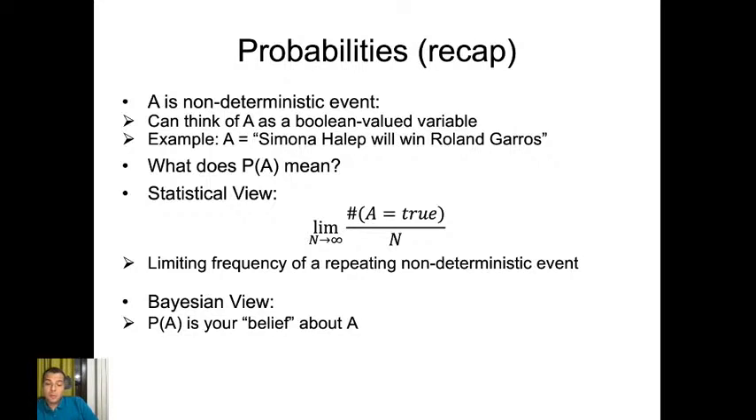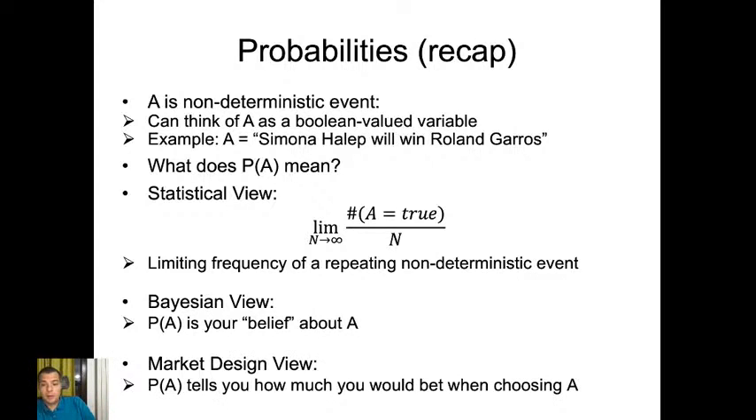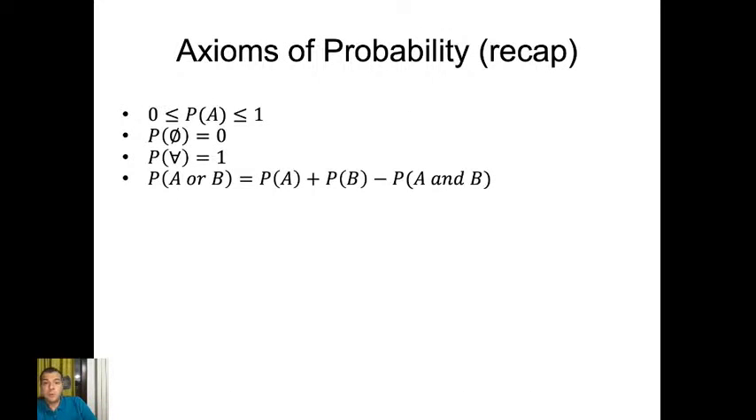So then the next tool that we can use is the subjective view. So this is more about the belief of what we can say about A. And we have the market design view, which we will not discuss too much, which is more related to the Bayesian view of the problem.